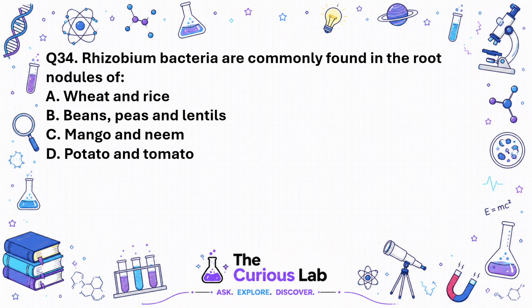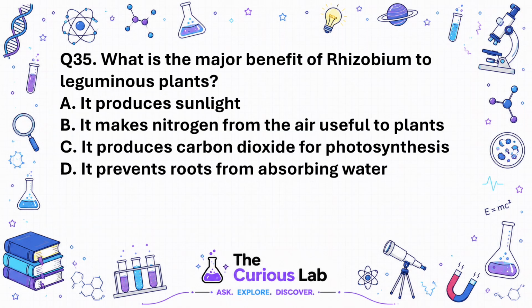Rhizobium bacteria are commonly found in the root nodules of, we know they are found in the roots of leguminous plants. So the answer is beans, peas and lentils. Next question, what is the major benefit of Rhizobium to leguminous plants? We know that it fixes nitrogen for the plant to use. So the correct answer is B. It makes nitrogen from the air useful to plants.